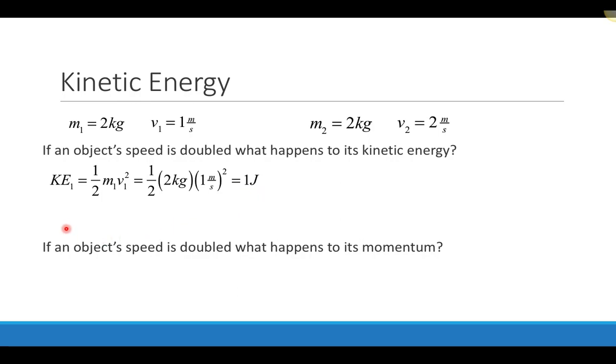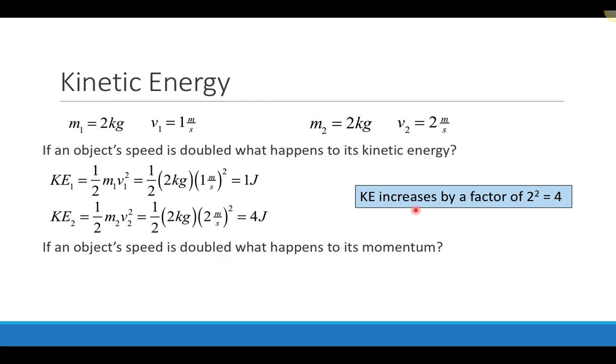So let's go through the same process if the speed was doubled. My kinetic energy would be 1/2 the mass times the speed squared. So 1/2 times 2 times 2 meters per second, but the 2 here is squared. So 1/2 times 2 is just 1, so these two cancel. But then I have 2 squared, so it's going to be 4. So the kinetic energy actually increases by a factor of 2 squared. Because I doubled it, it will increase by a factor of 4.